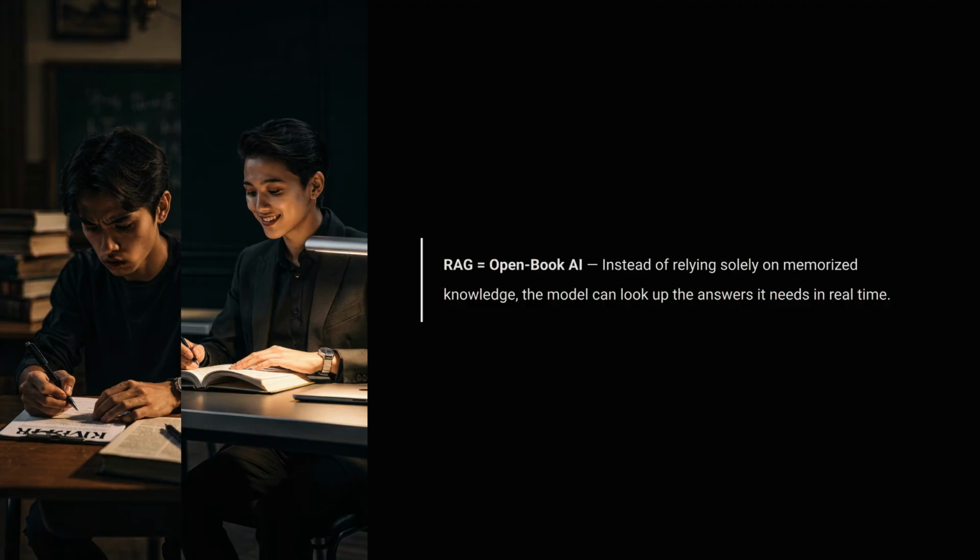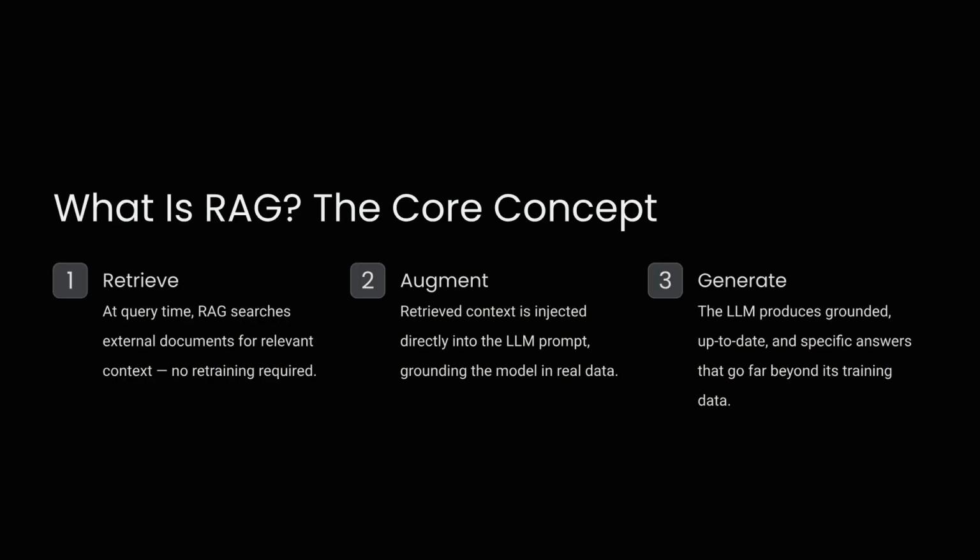Instead of relying only on memorized training data, the model can look up and use external knowledge in real time to generate accurate responses. The core concept of RAG involves 3 steps. First, the system retrieves relevant context from external documents. Second, it augments the LLM prompt by injecting the retrieved context. Third, the LLM generates a grounded, specific, and up-to-date answer.